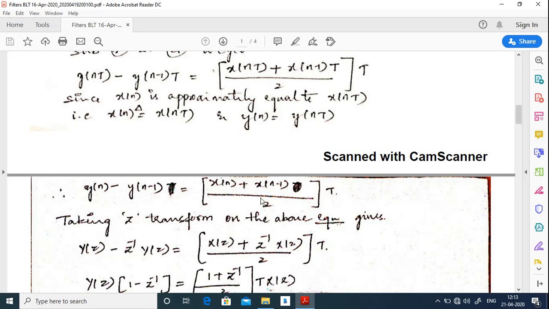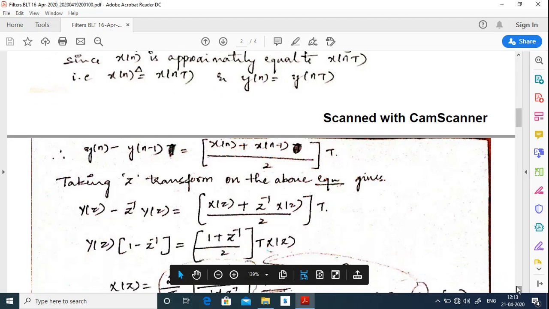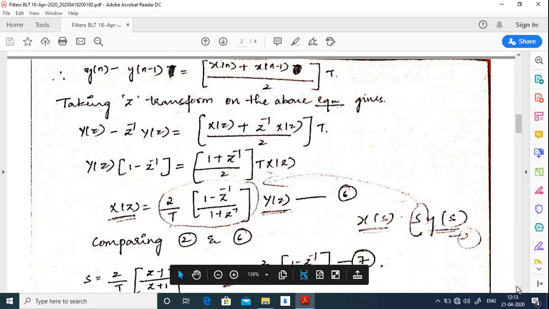I'll replace this by this, all multiplied by t. Now for this, I'm going to apply z transformation. What is the z transformation of y of n? It is y of z. The transformation of y of n minus 1 is equal to z power minus 1 y of z.